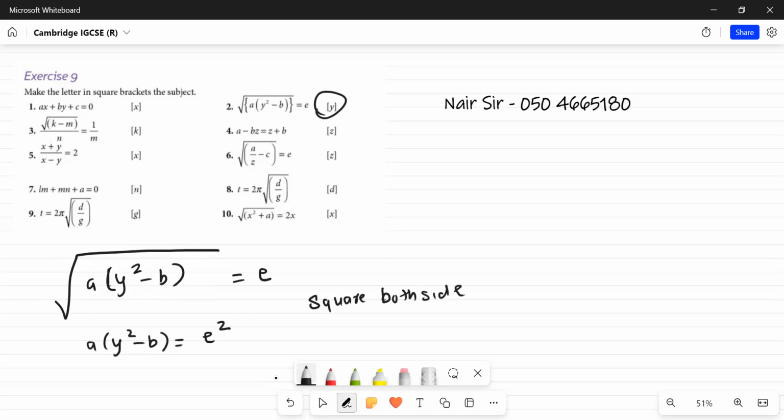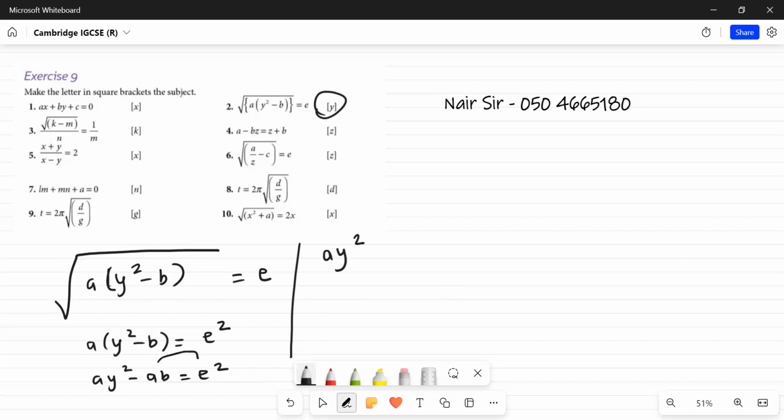Multiply a with y square. A y square minus ab is equal to e square. Okay, I'm just rubbing this off. So I need to keep the subject on my left hand side. So a y square, and what is this? Minus ab. When it goes to the other side, what does it become? Plus. Is equal to e square plus ab.